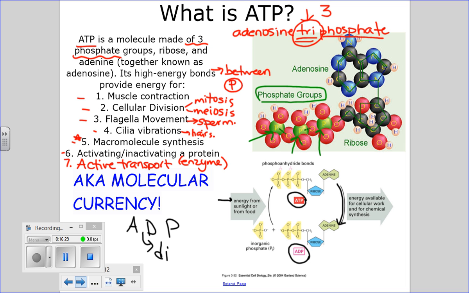Now when energy from sunlight, in the case of photosynthesis, or energy from food, in the case of cell respiration, when there is an energy input, we can take ADP and turn it back into ATP. So it is a cycle. I can always make more ATP by reattaching a phosphate group to it.